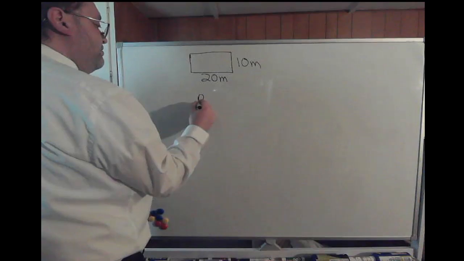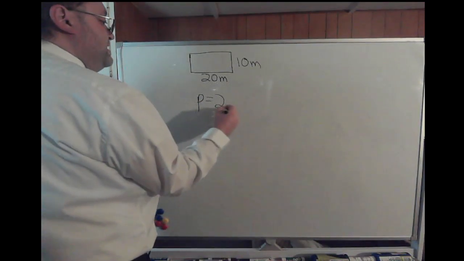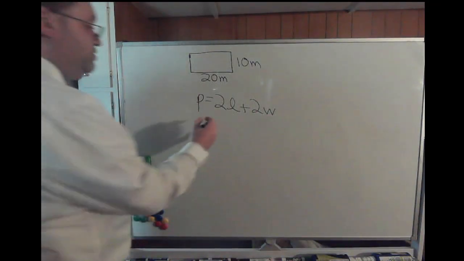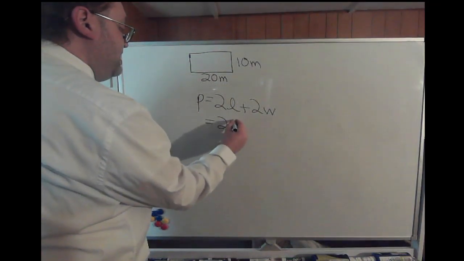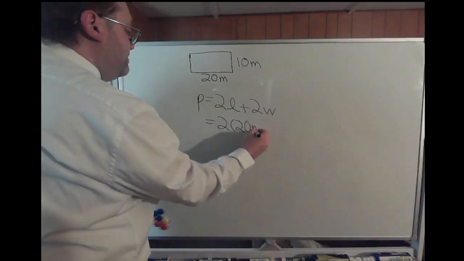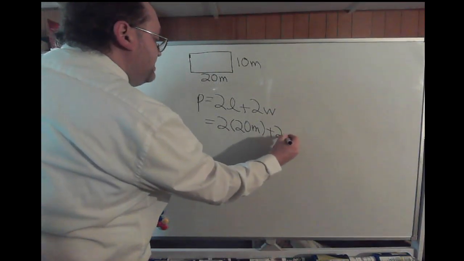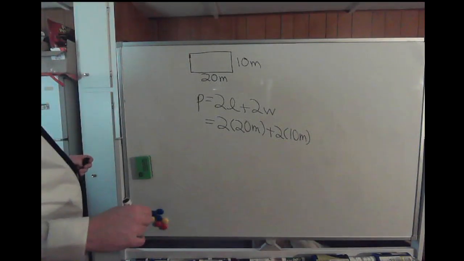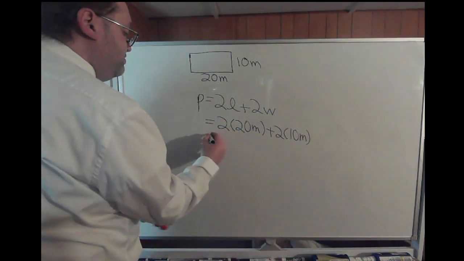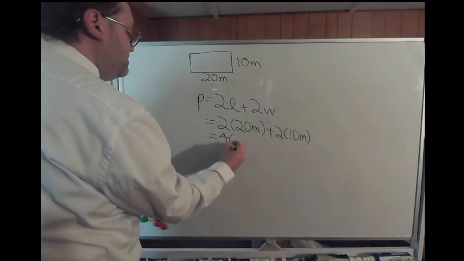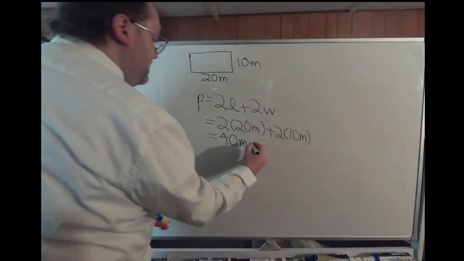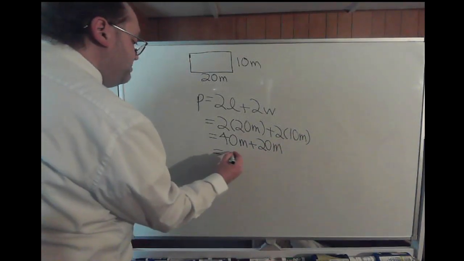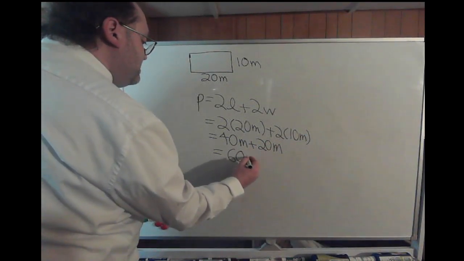We can do the perimeter formula of twice the length plus twice the width to get the perimeter of this rectangle. So we'll have 2 times 20 meters for the length plus 2 times 10 meters for the width. Order of operations dictates we do multiplication first. 2 times 20 is 40 meters, plus 2 times 10 is 20 meters. So your perimeter is going to be equal to 60 meters.